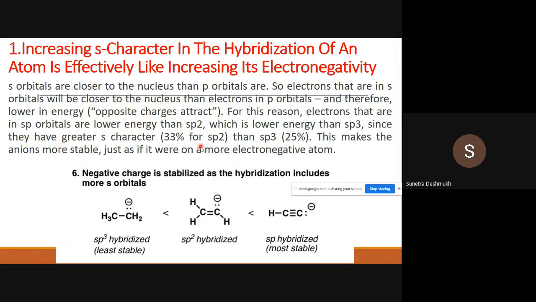Very simple things here. If you remember, there is the nucleus, and around the nucleus the electrons are revolving in the outer lobes. The s orbital is closest to the nucleus. After the s orbital, the three p orbitals reside. The electrons in the s orbital are closer to the nucleus, so they are in closer contact with the protons present in the nucleus. So there is an interaction between these electrons and protons.